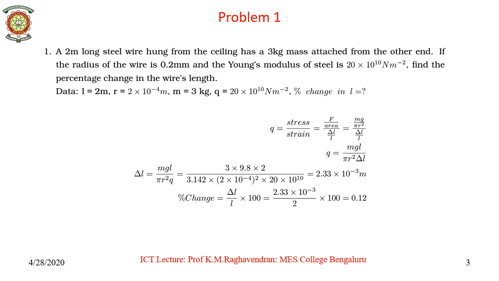Having obtained delta L, we calculate the fractional change in length, which is delta L by L, and when you multiply fractional change delta L by 100, you get percentage change. So as shown in the slide, the percentage change is 0.12%.